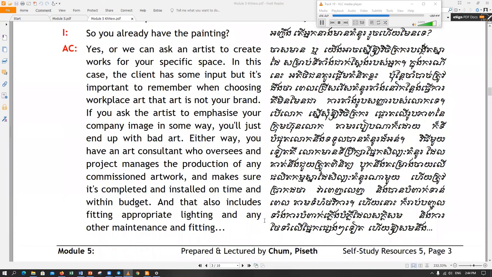So you already have the painting? Yes, or we can ask an artist to create works for your specific space. In this case, the client has some input, but it's important to remember when choosing workplace art that art is not your brand. If you ask the artist to emphasize your company image in some way, you'll just end up with bad art. Either way, you have an art consultant who oversees and project manages the production of any commissioned artwork and makes sure it's completed and installed on time and within budget. And that also includes fitting appropriate lighting and any other maintenance and fitting that you may need.